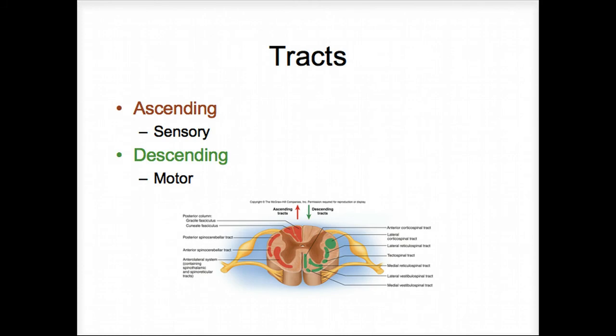So in this diagram, this is a cross-section of the spinal cord, and what this diagram shows nicely is that there are ascending tracts. These are shown on the left-hand side in red. So these are bundles of axons traveling up the spinal cord with sensory information. And there are also descending tracts. These are shown in green on the right-hand side, and those are motor tracts carrying motor information down the spinal cord.